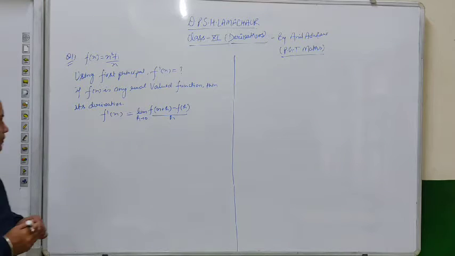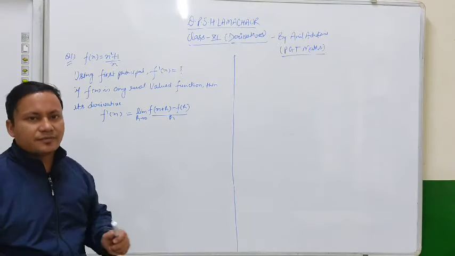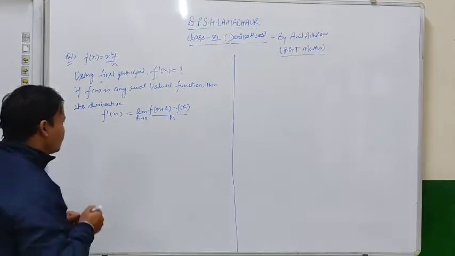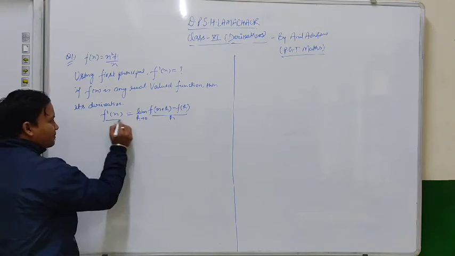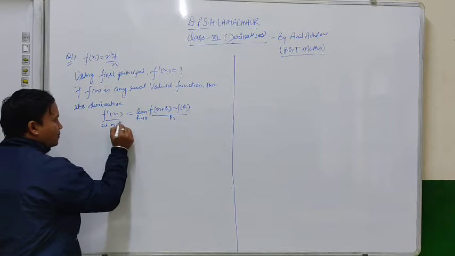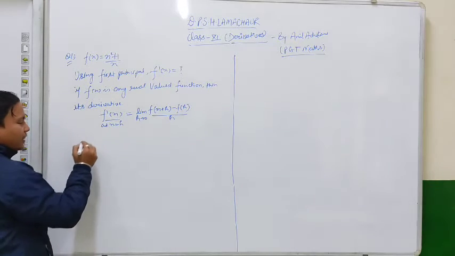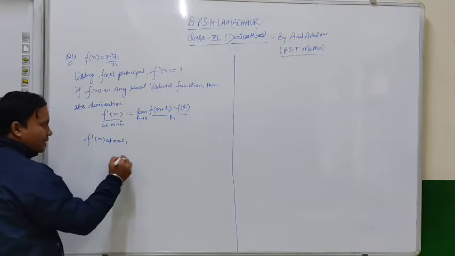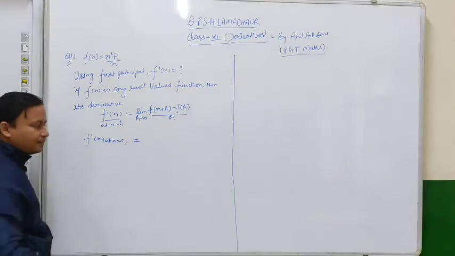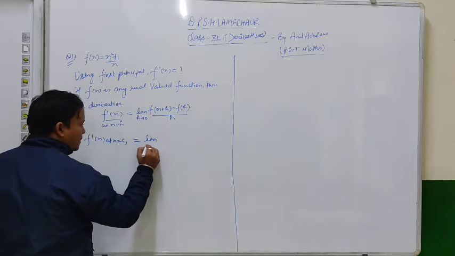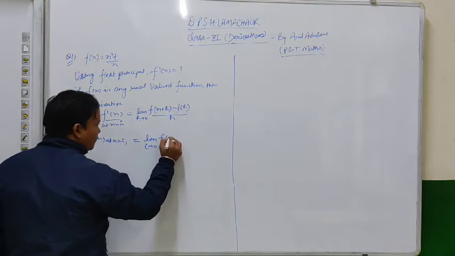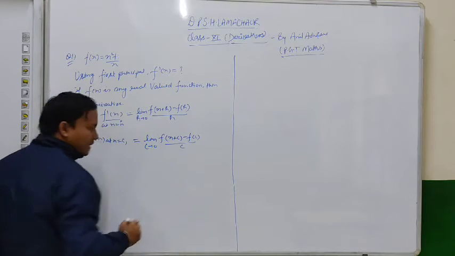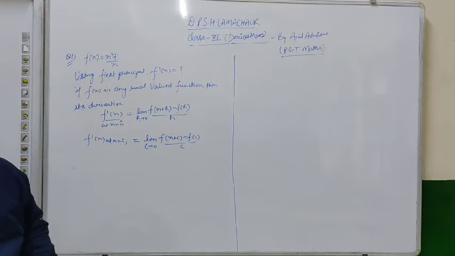Okay. Now here h is the increment, and we are interested in finding the derivative of the given function at x is equal to h. Suppose we have to find the derivative of any function at x is equal to c, then its derivative will be limit h tends to 0 of f of c plus h minus f of c upon h. Okay, this will be the algorithm in this case.